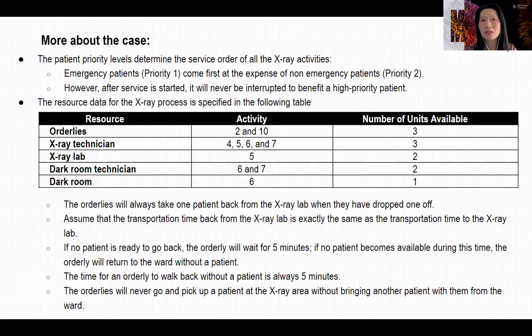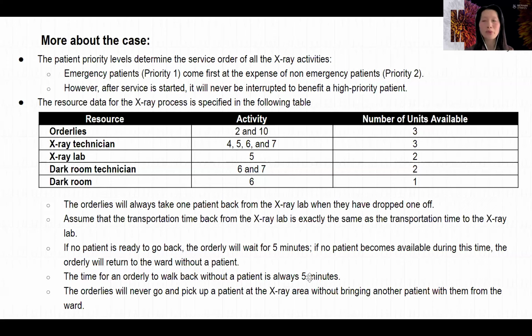They have 5 different types of resources and they have different numbers of units. So this helps you to later analyze the resource utilization. And also currently they have assumptions about the orderly having to always take the patient back when they drop one, and also the time of transportation, and all that. So these are the current process assumptions, which may or may not be valid later. So you can think about all these assumptions and all this current way of doing things.